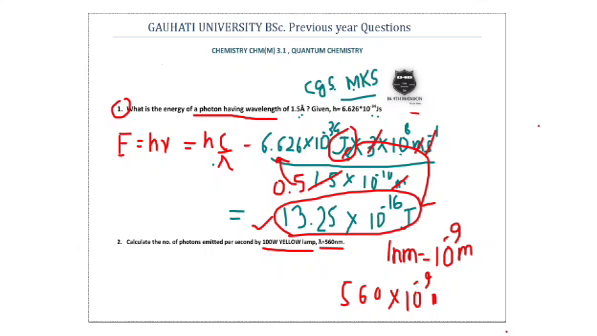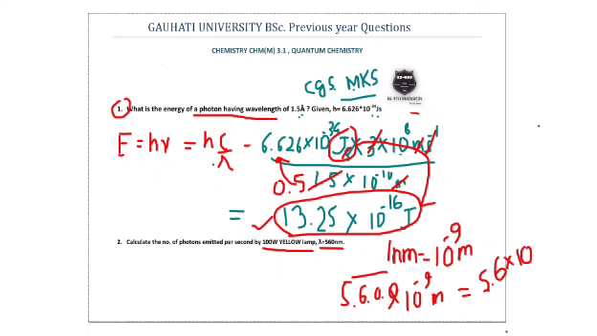Okay, 560 into 10 to the power minus 9 meter, to simply 5.6 into 10 to the power. So we will move this decimal by two positions to the left hand side.